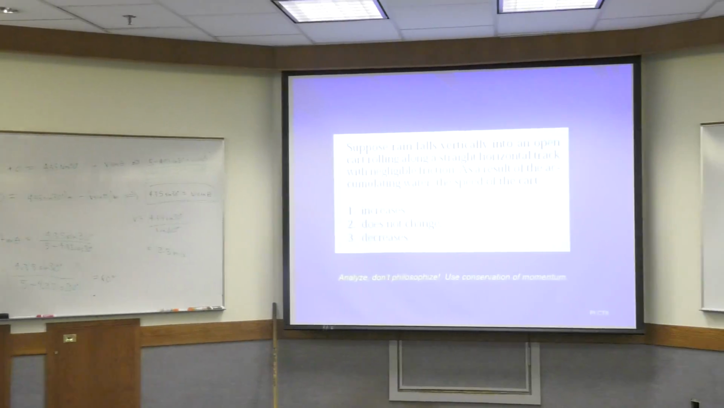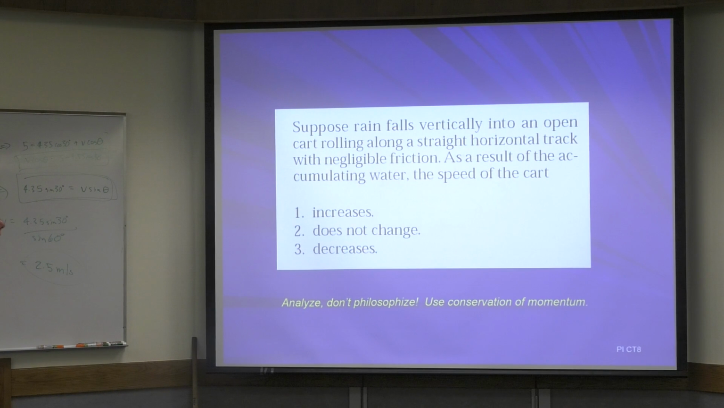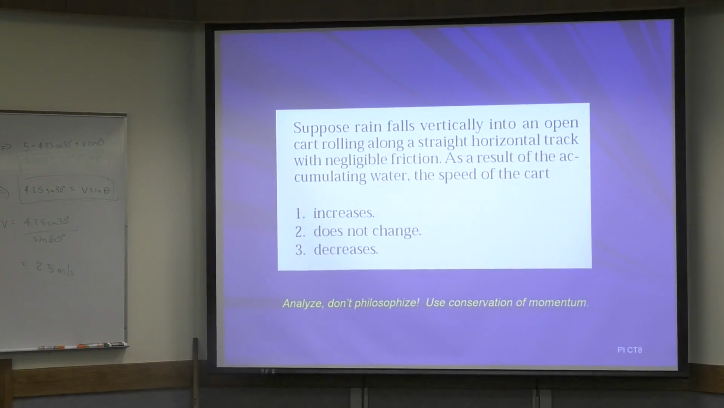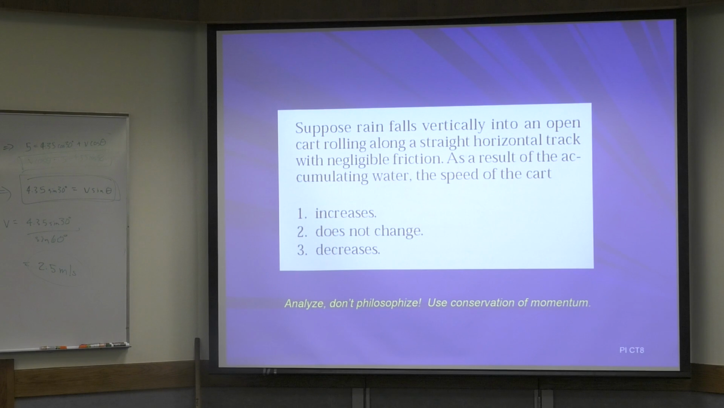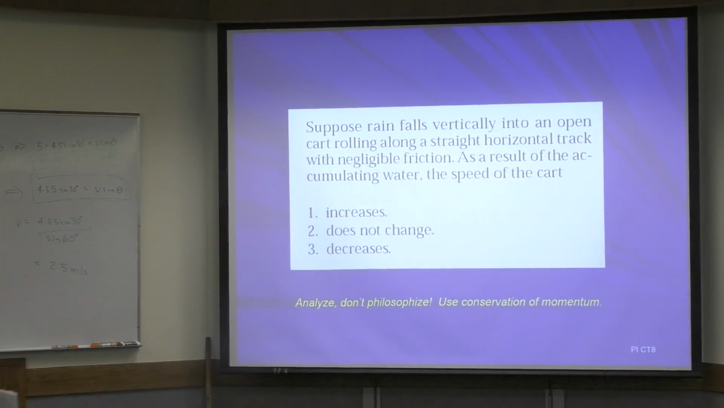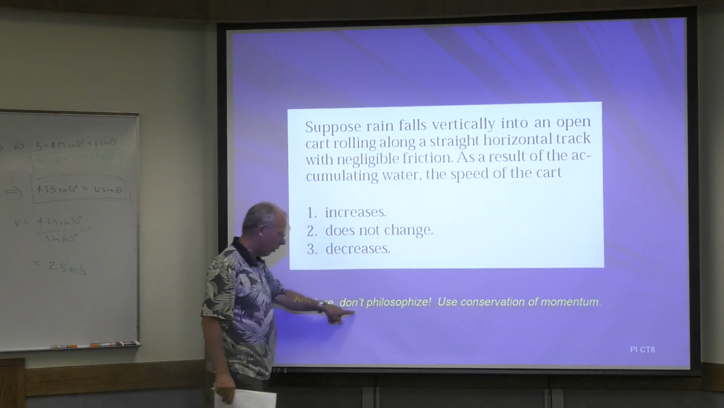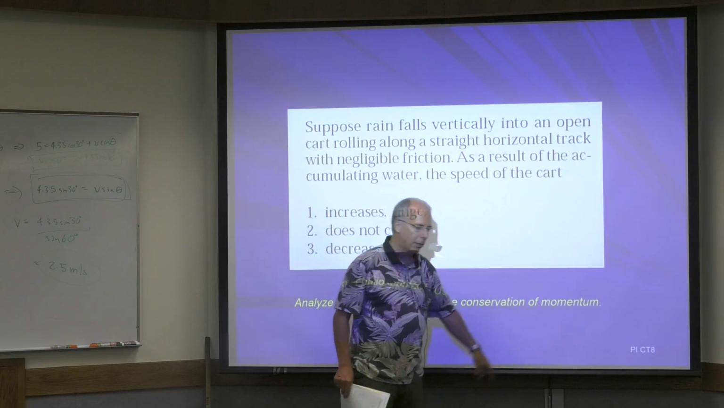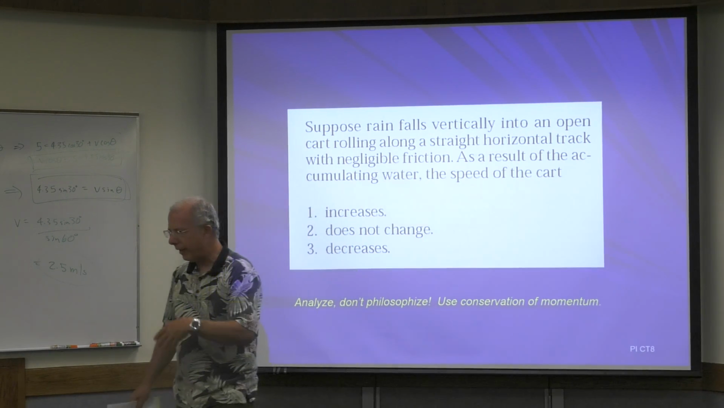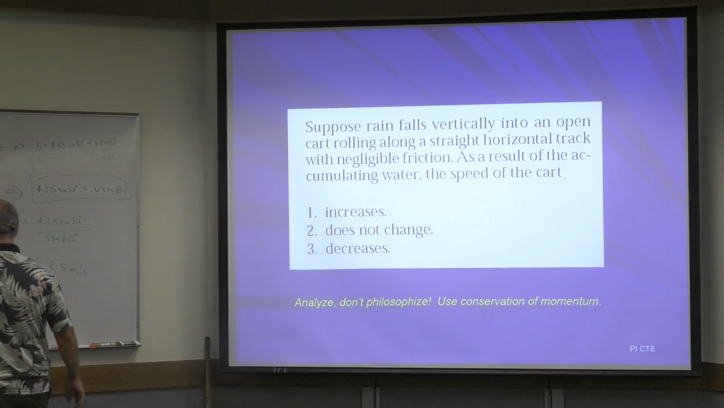All right, here's a question. Oh, this is a good one. Suppose rain falls vertically into an open cart rolling along a straight horizontal track with negligible friction. As a result of the accumulating water, what happens to the speed of the cart? Yeah, this is one, please do this. Analyze, don't philosophize. Use conservation of momentum. If you just go by your gut, you're probably going to get it wrong. So use conservation of momentum. So pause your video and figure it out, please.